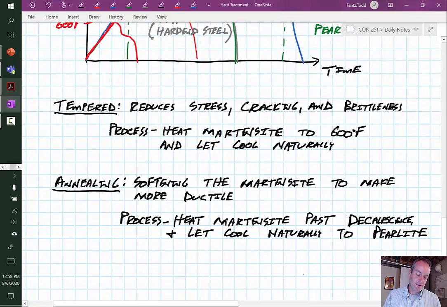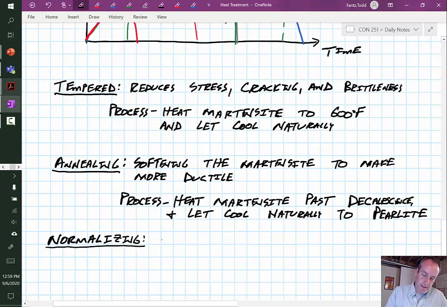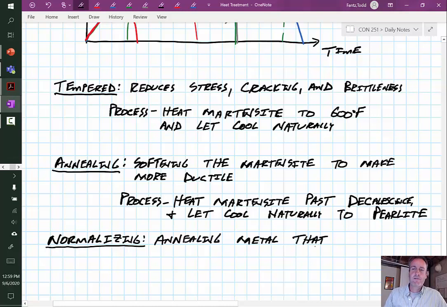So the last term we need to talk about is normalizing. The annealing that we just talked about was starting off with a piece of metal that's in the martensite state. What if we were to do it with a piece of pearlite? So we're in our natural state, we heat it up all the way past that decalescence point, and then we let it cool naturally. What this is called is normalizing. So jotting down a quick definition, this is the same idea of annealing, but in this case we're going to say that it had never gone through that heat treatment process or that hardening state.